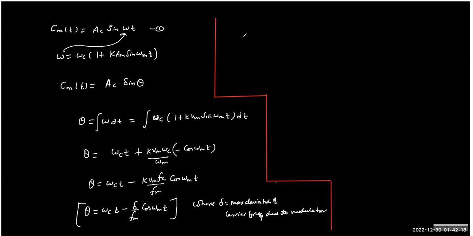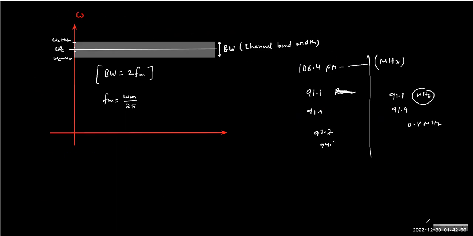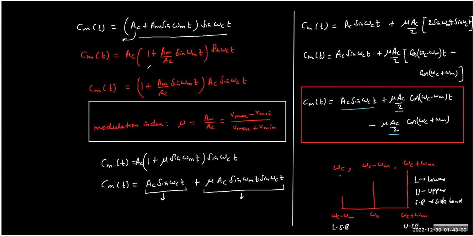So now what is the instantaneous frequency? What we need? Theta we got as omega_c t minus del by fm cos omega_m t. And you can see this is something which we have seen before. If we compare it in the derivation of this, can you see this? We used to write this as 1 plus mu, right?